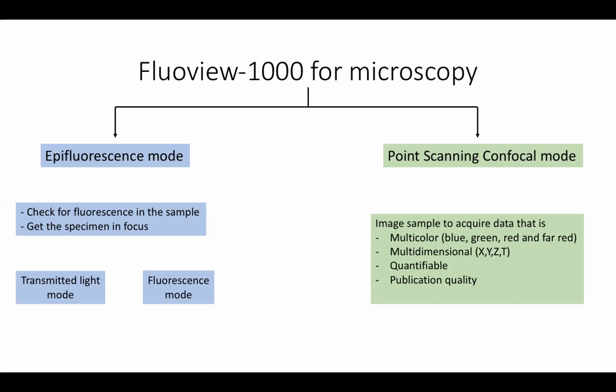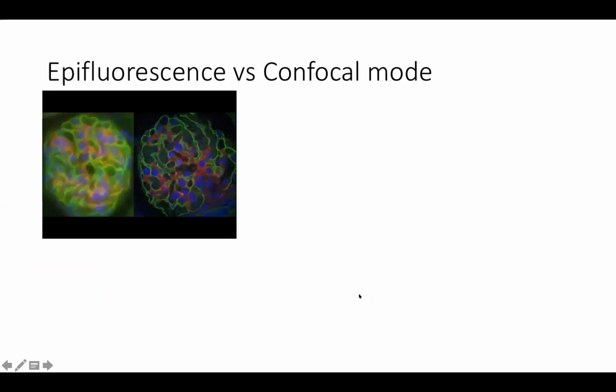Your data sets will be quantifiable, and this is something I was harping on earlier. When you acquire data, you want to make sure that your image settings are such that your fluorophore is not saturated, right? So you want to make sure that your data is quantifiable, and the data is publication quality. Okay, so the first thing to understand is the difference between epifluorescence versus confocal.